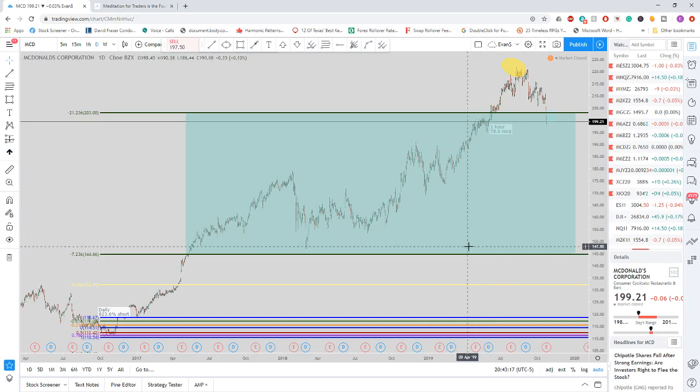But this is a perfectly valid short trade based upon the setup right here. So the exit we're looking for, price currently at about $199. When I did this yesterday, it was around $200, so it went down a little bit more today. But the exit we're looking for down here is around $144, $145.